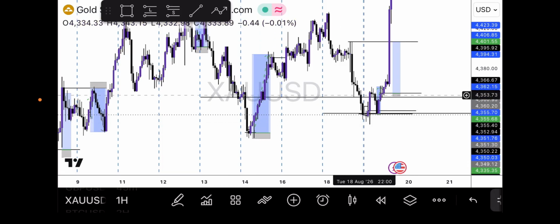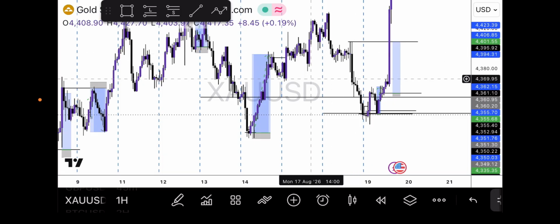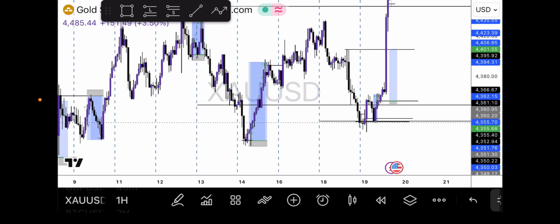While this one I caught the day before yesterday, and there's one that I caught here which later took me out, but I had set my BE, so it tapped and started moving smoothly. It started giving me some profit before it came back and tapped my break even. Okay, so let's go back to this trade.